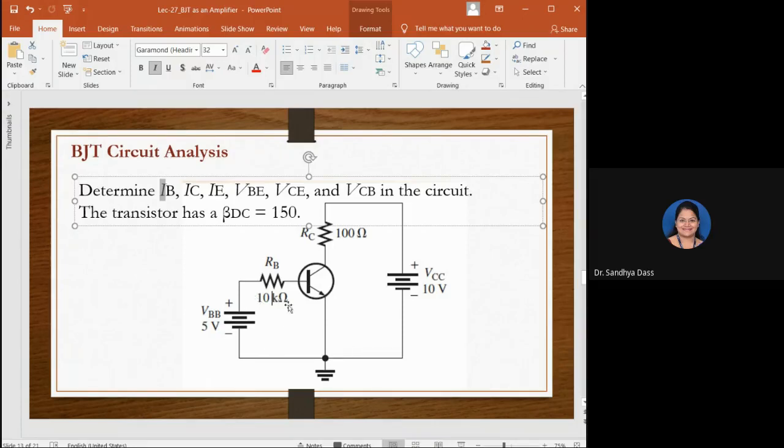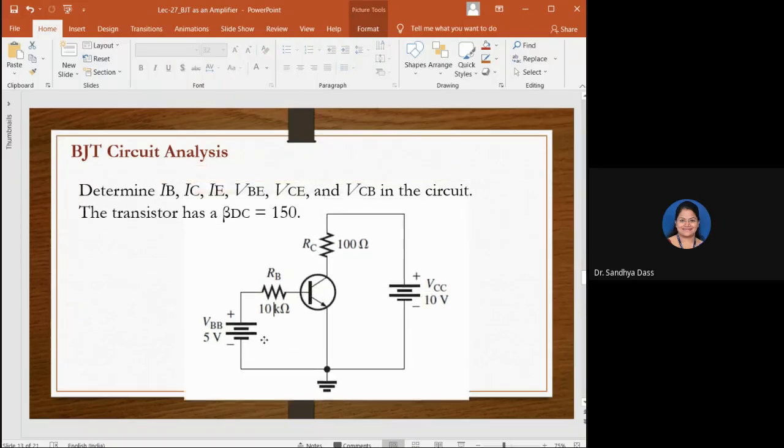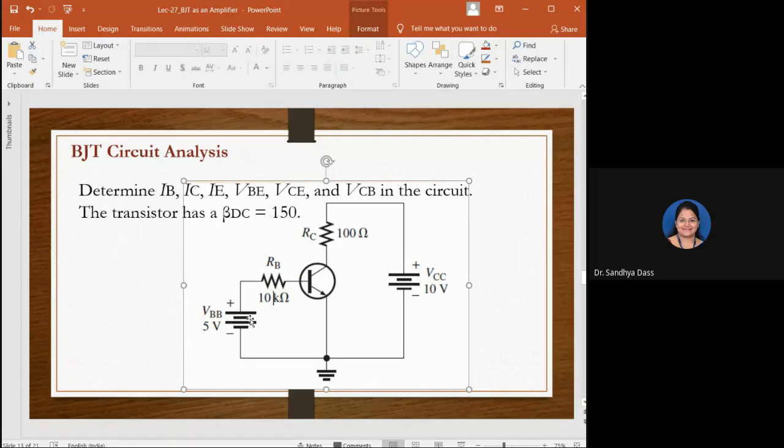First, if we apply KVL, what is the parameter we can find here? Can anyone tell me? If we apply KVL to this input loop, which parameter can we find? IB, exactly correct. Very good. That you should be able to identify. See here, VBB is given, all right. RB is given, correct. And you will be knowing what is this VBE.